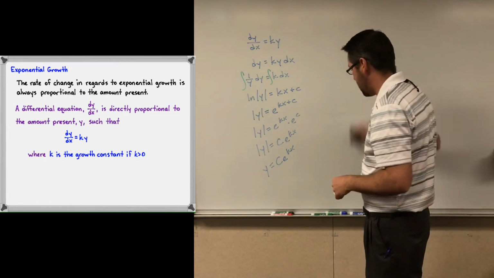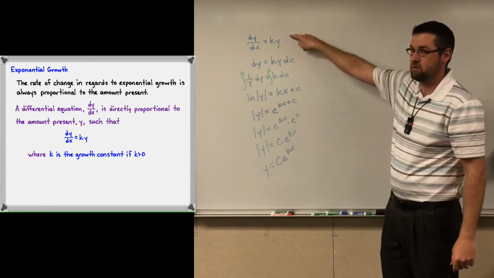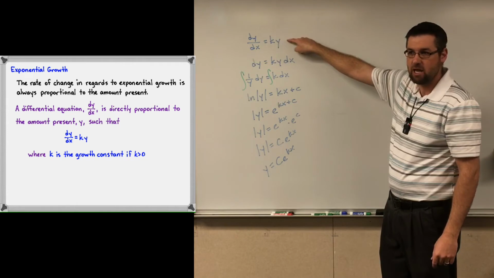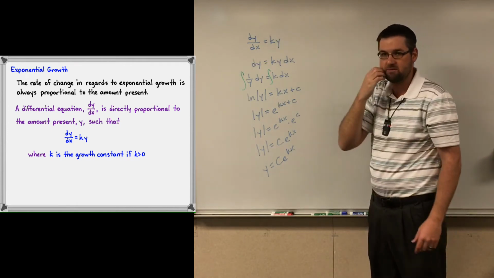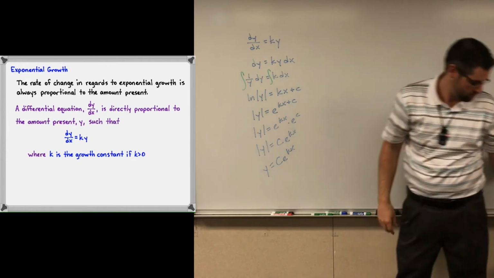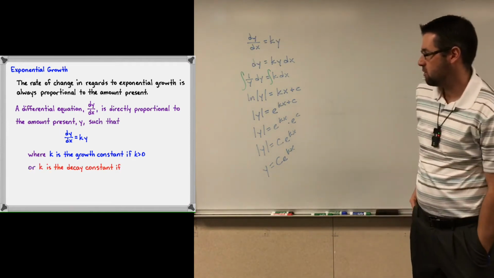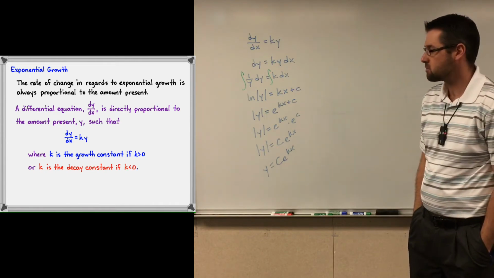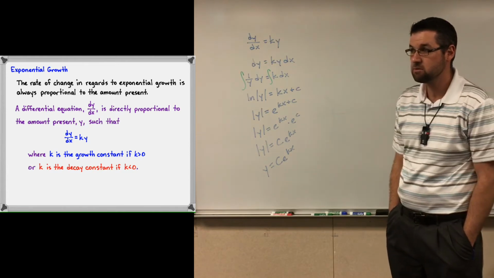Which one's easier to look at? The y function or the dy dx function? Dy dx is easier to look at because it's just a constant times whatever the y value is, not whatever the x value is. Okay? If k is less than 0, then we say that this is a rate of decay, right? A decay constant less than 0. Are you guys okay with this?